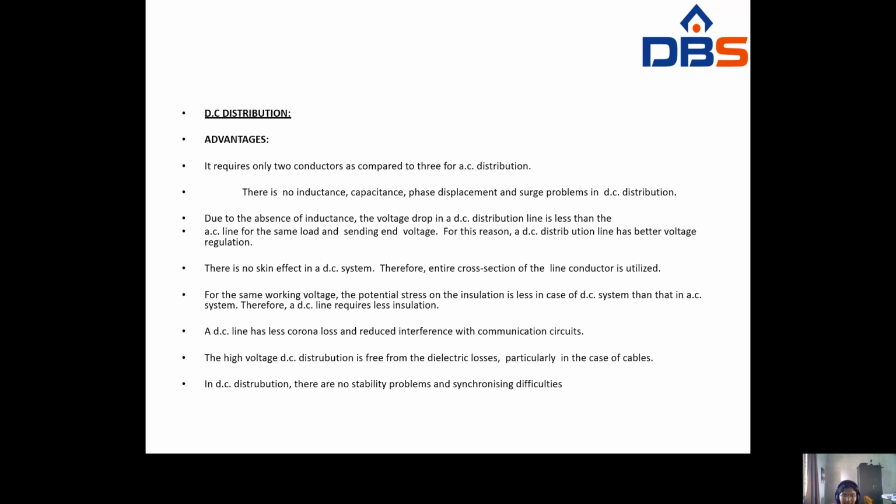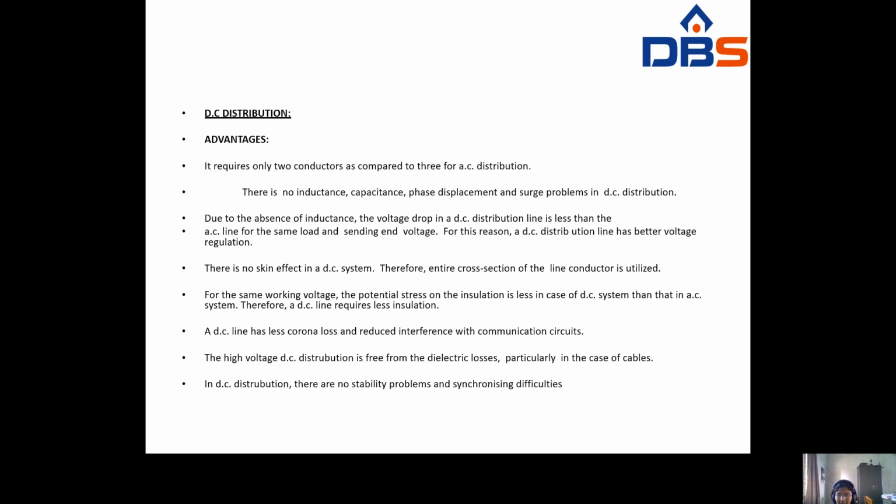A DC line has less corona loss and reduced interference with communication circuits. In DC lines the corona effect is less, and there is less interference with communication circuits. High voltage DC distribution is free from dielectric losses, particularly in the case of cables.